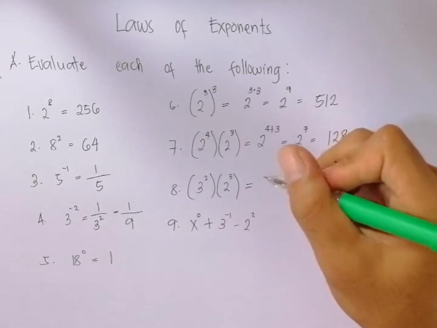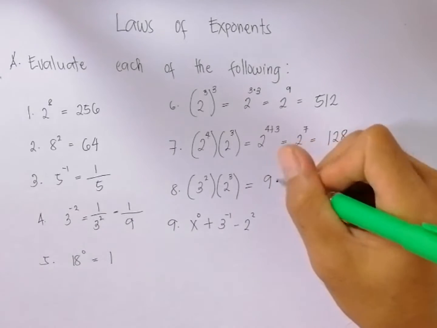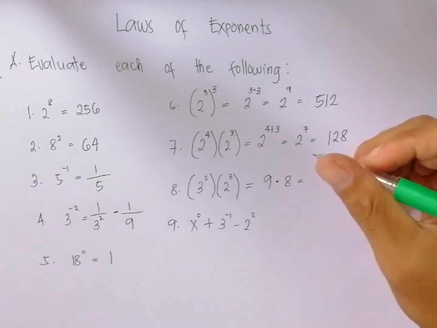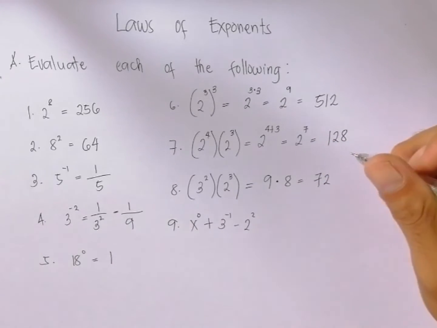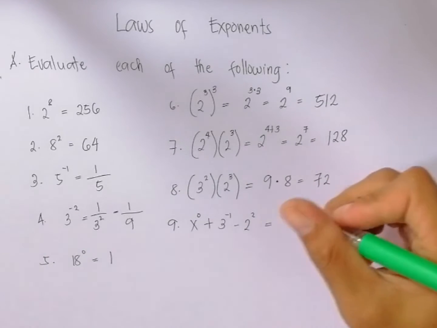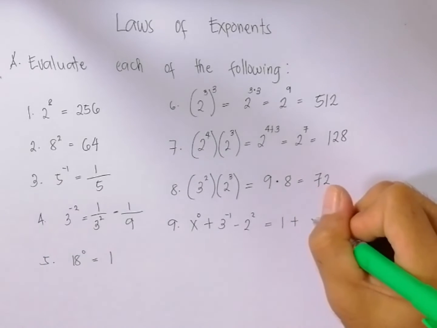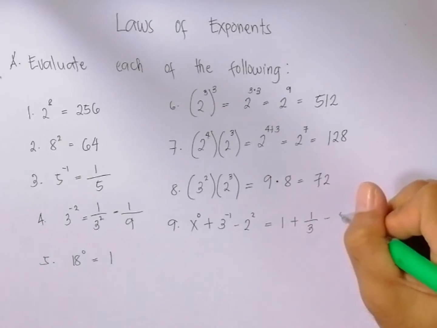Number 8, 3 squared is equal to 9, and 2 raised to 3 is equal to 8. 9 times 8 is equal to 72. For number 9, x raised to the power of 0 is equal to 1, and 3 raised to the power of negative 1 is equal to 1/3, minus 2 squared is equal to 4.